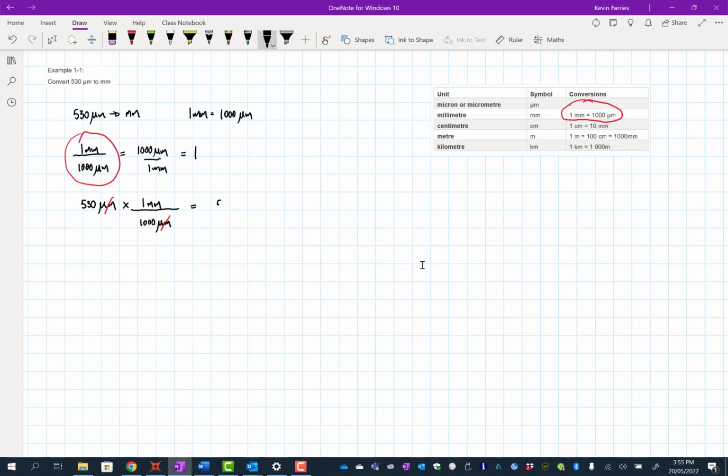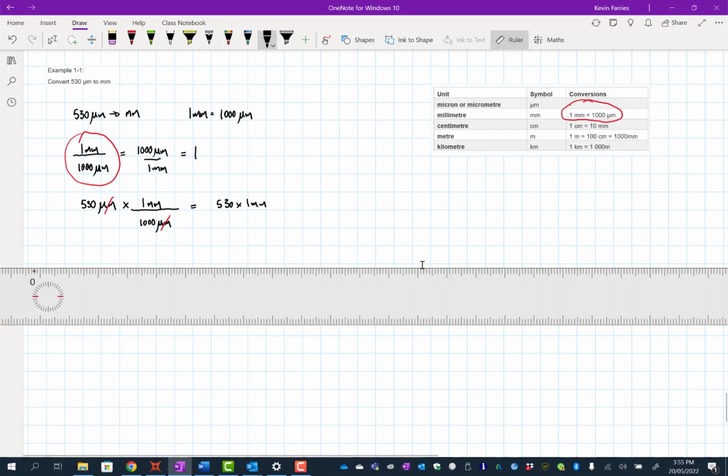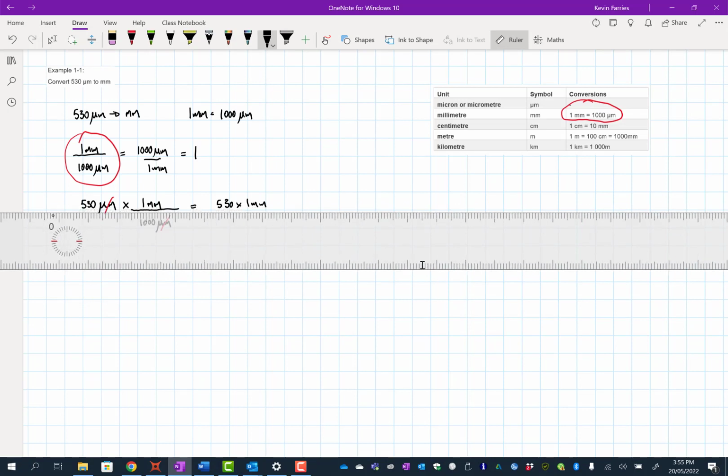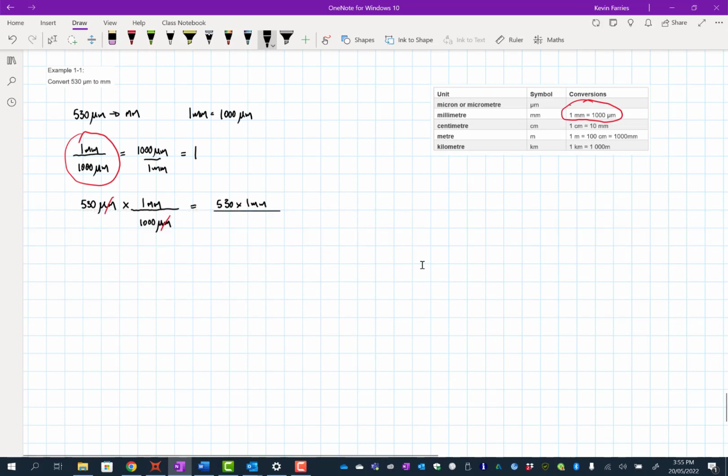And so we just simplify that. 530 times 1 millimeter, keep it tidy, divided by 1,000. So that's just equal to 530 divided by 1,000 millimeters, which equals 0.53 millimeters. So let's just check that looks sensible.